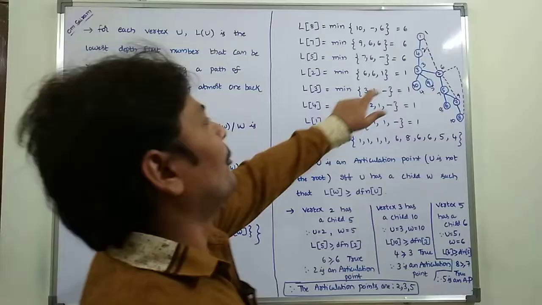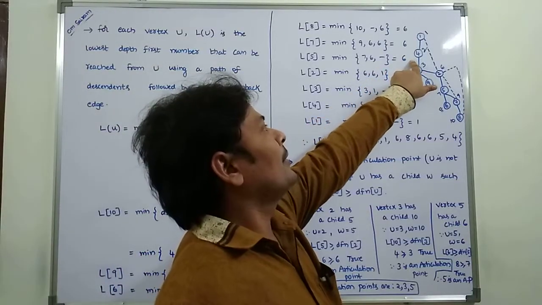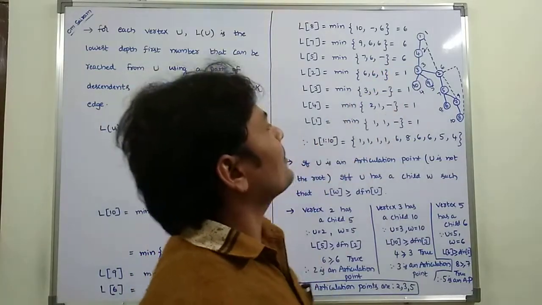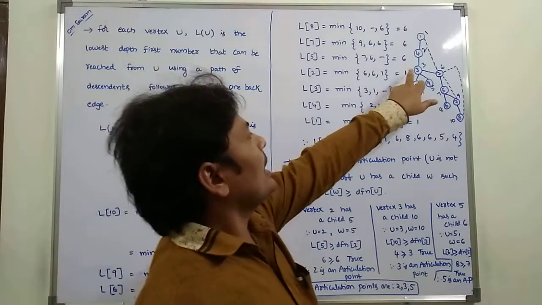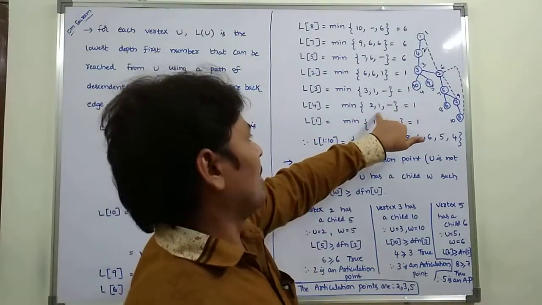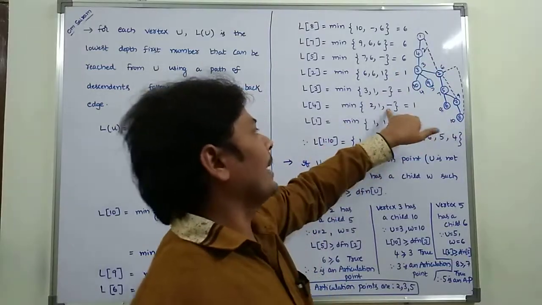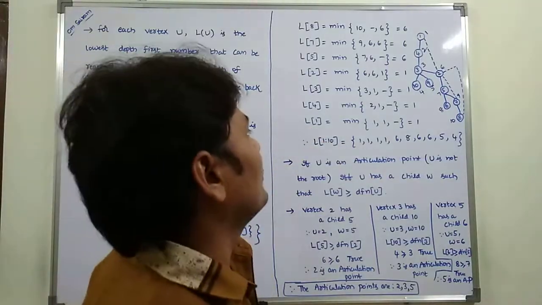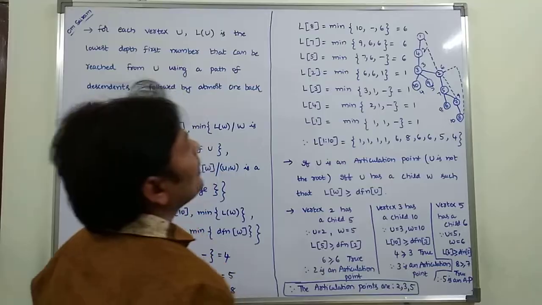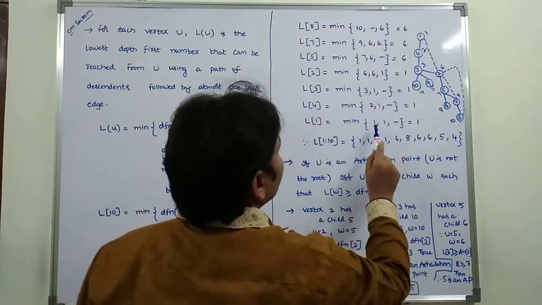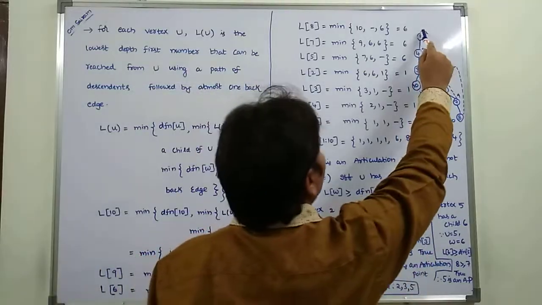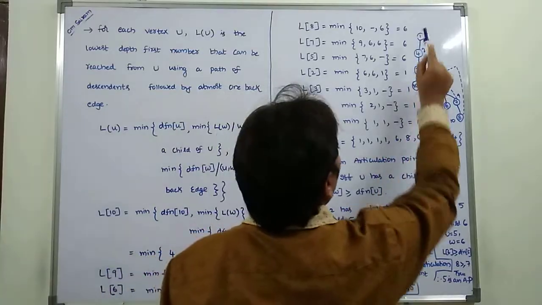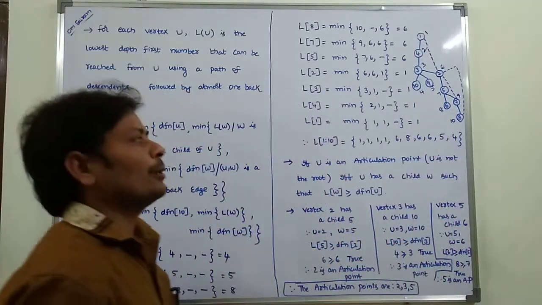Next go for L of 4. L of 4 is minimum of DFN of 4. DFN of 4 is 2 comma. What are the descendants for 4? Only 3. So what is the L of 3? L of 3 value is 1 comma. There is no back edge, nil. So minimum of 2 comma 1 is equal to 1. Next L of 1. L of 1 is equal to minimum of DFN of 1. DFN of 1 is 1 comma. What are the descendants? Only 4. So what is the L of 4? L of 4 value is 1. There is no back edge, nil. So then the value is equal to 1.